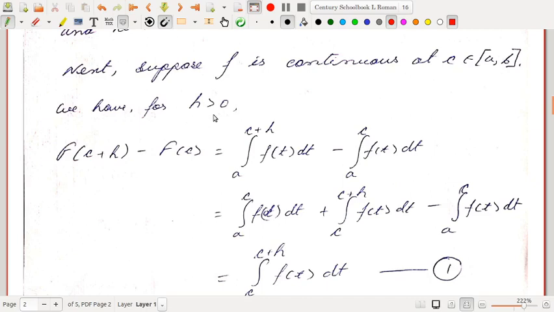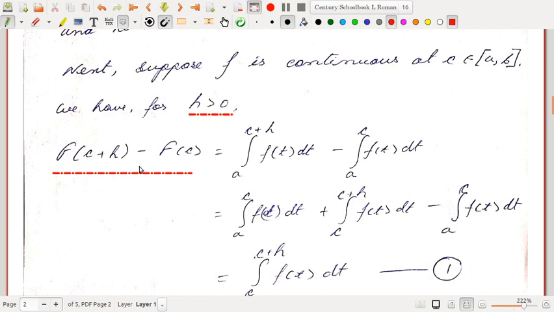So we have for h greater than 0, so we now need to show that F is differentiable. So we need to use that formula. F is differentiable at c, so F of c plus h minus F of c by h, that limit should exist. Okay, so this is the motive. So let us compute what is F of c plus h. For the time being, we suppose h is greater than 0.